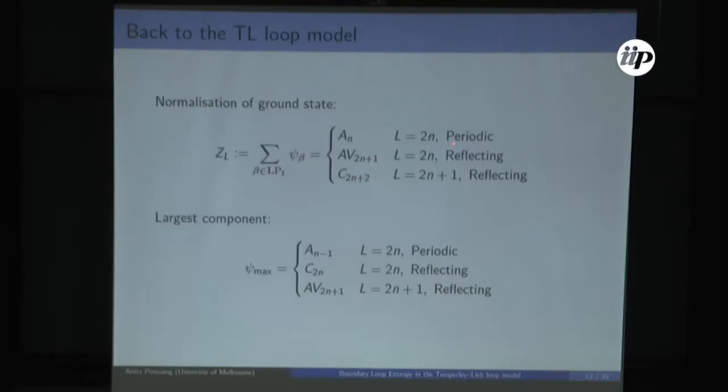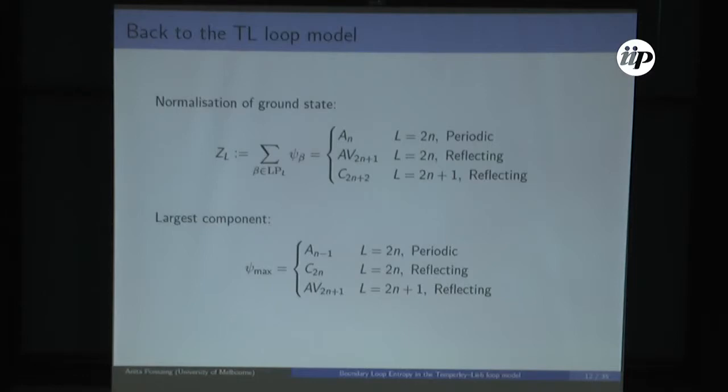There is also, for the odd size periodic case, a rule, but we haven't managed to get anything for the odd size periodic case, so I haven't bothered to define that one. And so that's the normalization. The largest component also is in terms of these numbers. So in the periodic case, it's the number of alternating sign matrices of size 1 smaller, and in the reflecting case, it comes from the normalization.